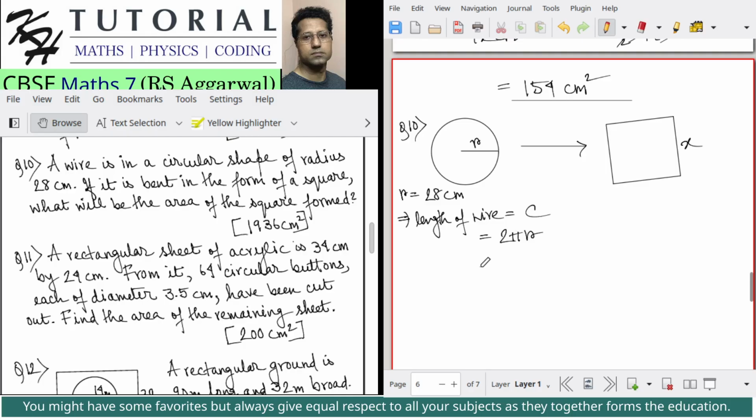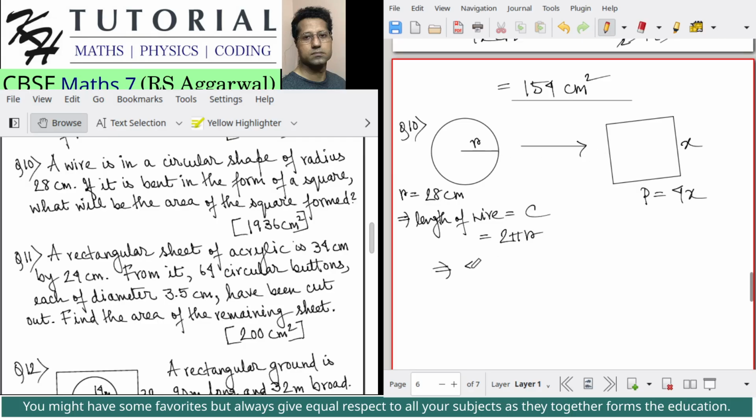Okay, 2 pi r. Small r we know as 28 centimeter. The circumference of the circle will be equal to the perimeter of the square. Now if we consider the side length of the square to be x, the perimeter for the square will be 4x. So the perimeter of the square will be equal to the circumference of the circle.